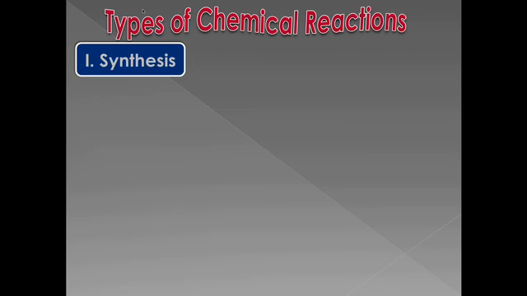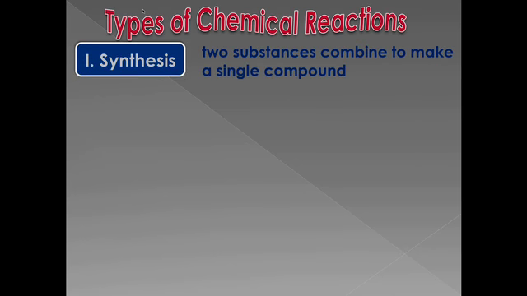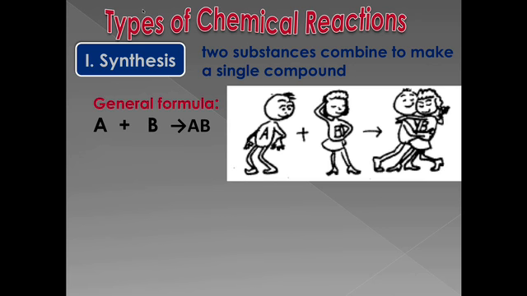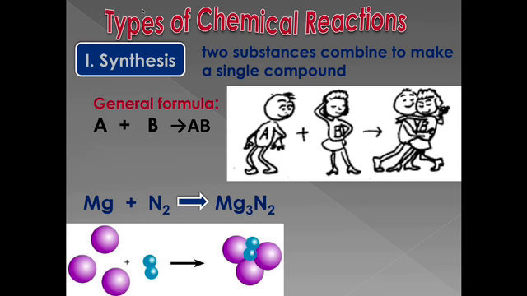So the first type of chemical reaction is a synthesis, and synthesis means to make something. So we have two substances combining to make a single compound. The general formula for this is you have two different elements, A and B, and they combine to make a compound on the other side. So here we have two dance partners standing by themselves, and then they start dancing. For instance, magnesium and nitrogen, they're two separate things all by themselves, and we can make magnesium nitride.